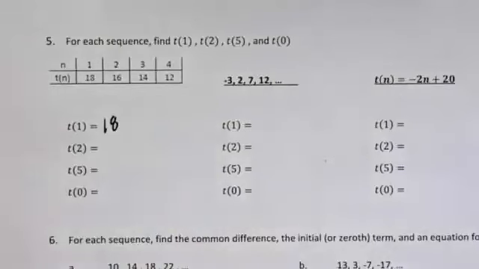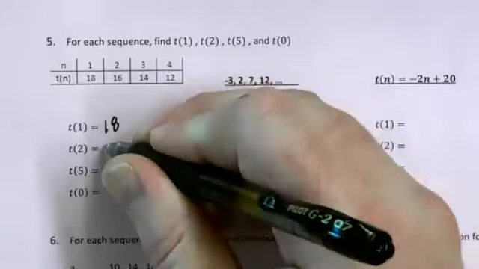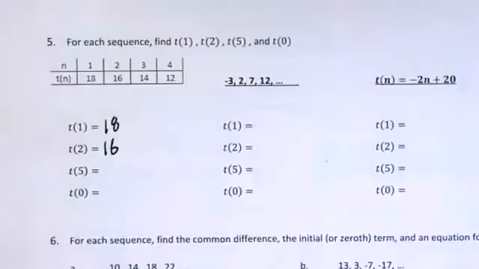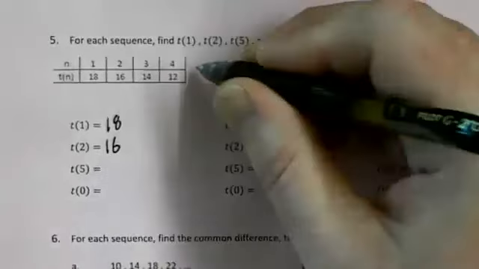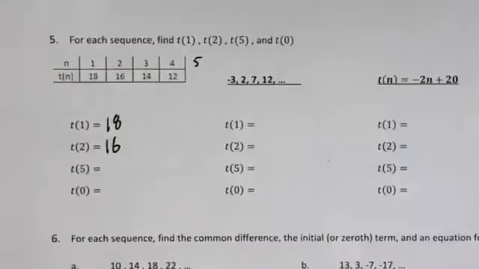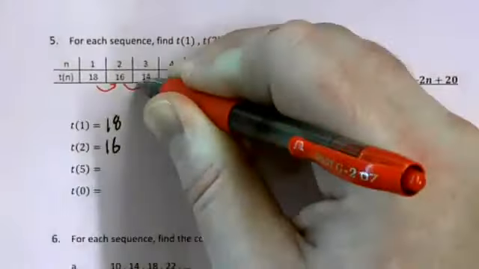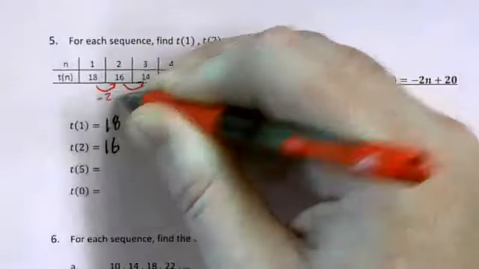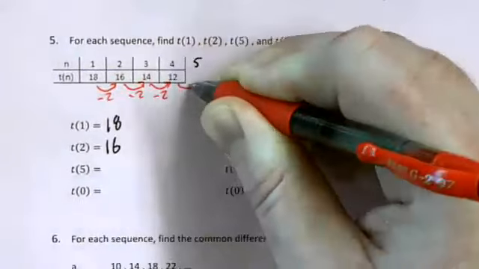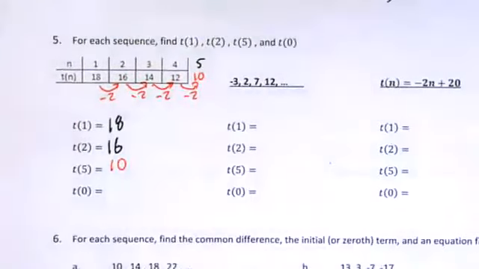And what's T2? T2 would be the second term, and it's 16. Now the next one's a little tricky. I'm asking you for T5, and T5 is not in our table. It would be the next one, but we don't have an actual value. It's 10. How'd you get 10? Good for you. So you're finding the sequence generator. That pattern is -2 each time. So if I continue doing that, we're going to get 10. So the 5th term would be 10. It's not on the table, but it would be 10.